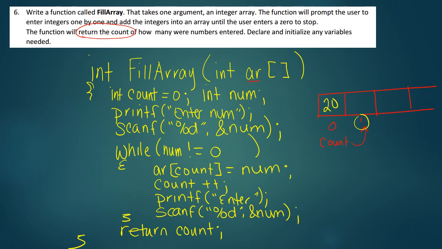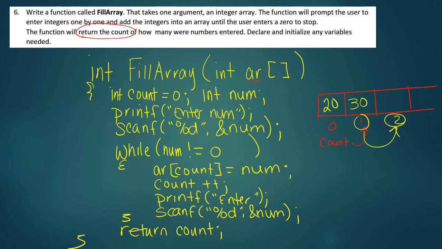We get another number, the user enters a 30. We make sure 30 is not a 0, it's not a 0. So now count is 1, so we'll put the 30 here. Then we'll move count, which will then become 2.